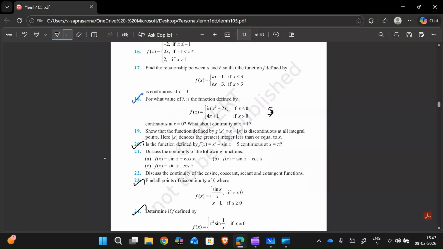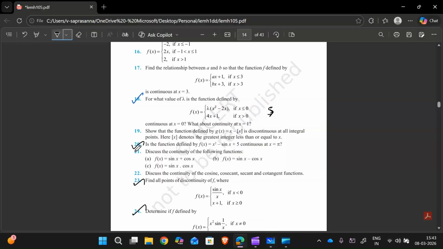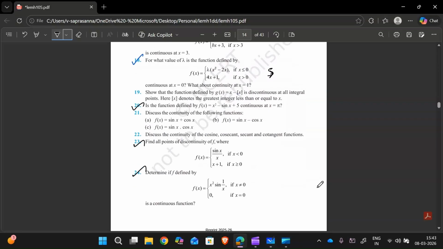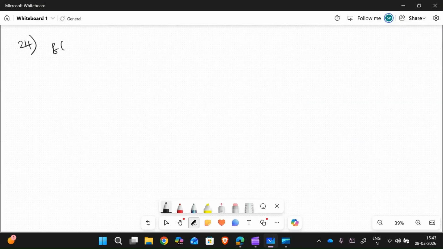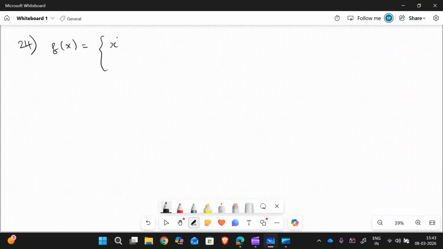Okay. Now, next question is, yeah, this is one good question. I have marked a tick mark on which questions I have to discuss today. Okay. So f of x is nothing but x square sine of 1 by x for x not equal to 0, and 0 for x equal to 0. This is a nice question here.